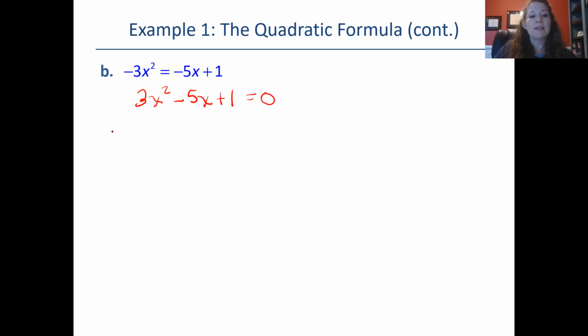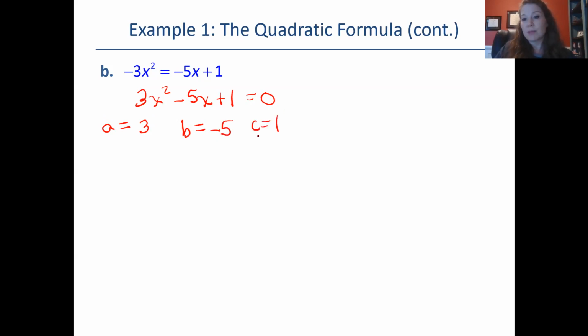All right, so let's identify our A, B, and C. Our A is now positive 3 because we moved it to the other side of the equal sign, right? So positive 3. Our letter B didn't change sign because it stayed where it was. Our B is -5, and our letter C is 1.